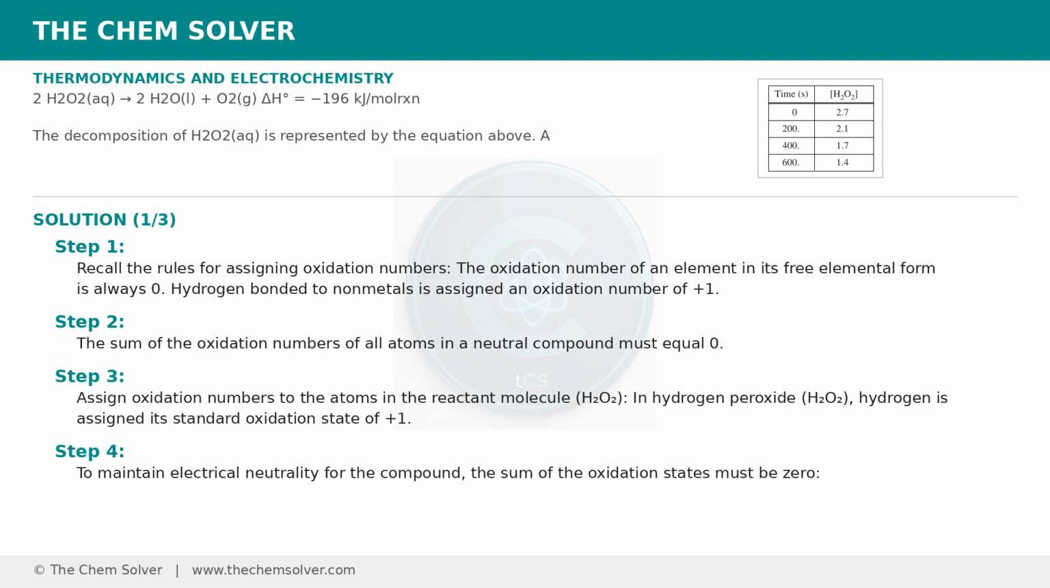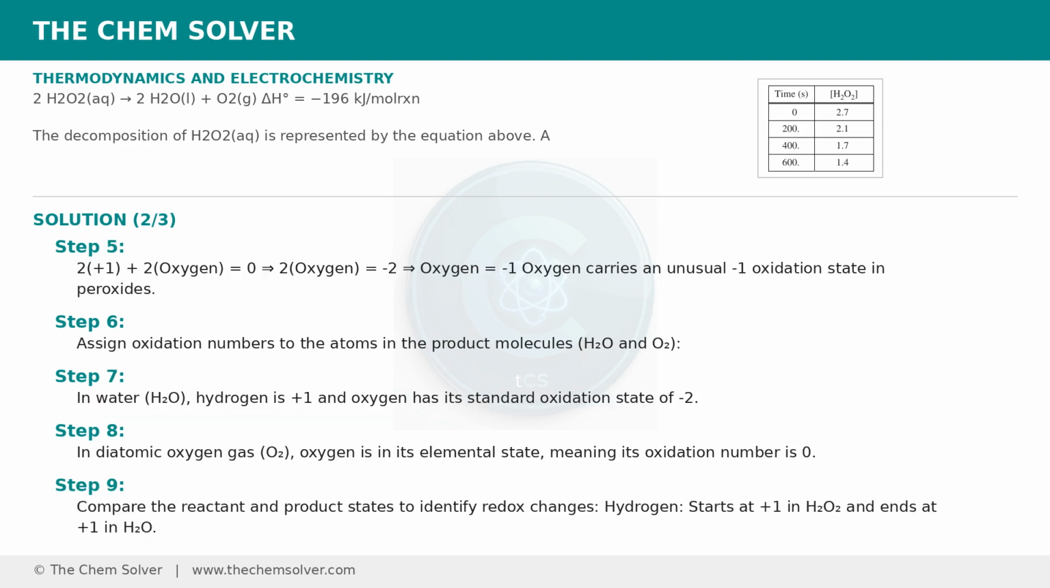Assign oxidation numbers to the atoms in the reactant molecule, hydrogen peroxide, H2O2. Hydrogen is assigned its standard oxidation state of +1. To maintain electrical neutrality for the compound, the sum of the oxidation states must be 0. 2 plus 2 oxygen equals 0, therefore 2 oxygen equals -2, therefore oxygen equals -1. Oxygen carries an unusual -1 oxidation state in peroxides.